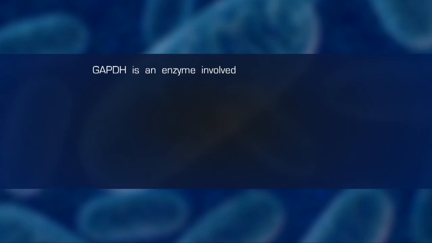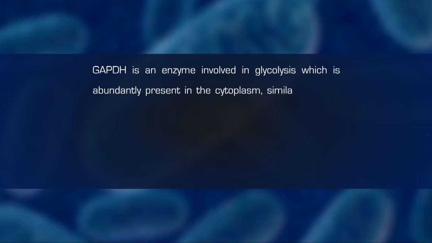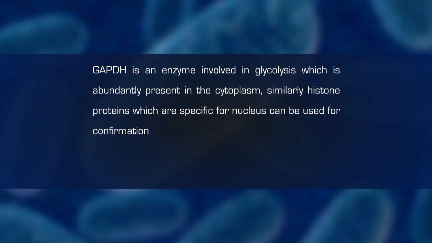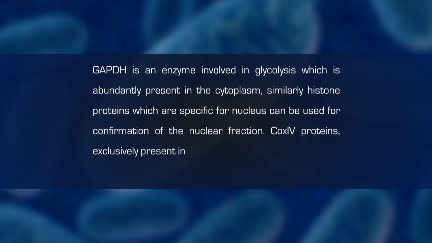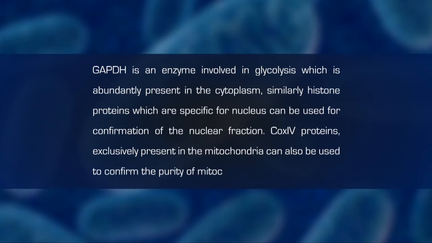GAPDH is an enzyme involved in glycolysis, which is abundantly present in the cytoplasm. Similarly, histone proteins, which are specific for nucleus, can be used for confirmation of the nuclear fraction. COX-4 proteins, exclusively present in the mitochondria, can also be used to confirm the purity of the mitochondrial fraction.